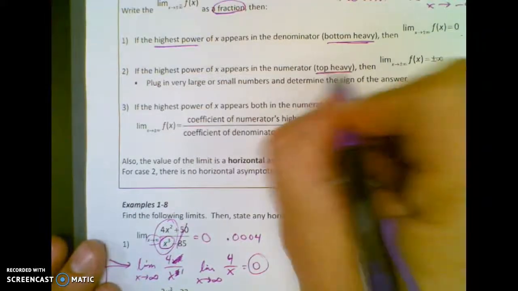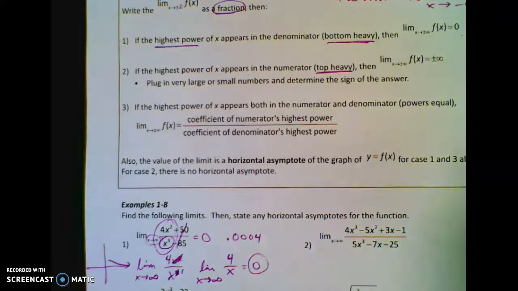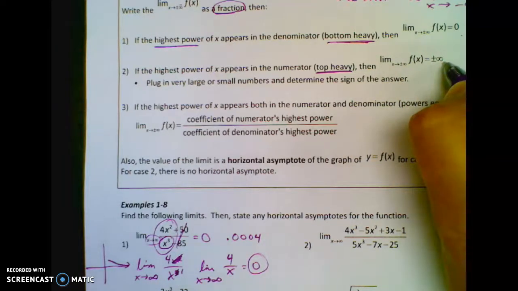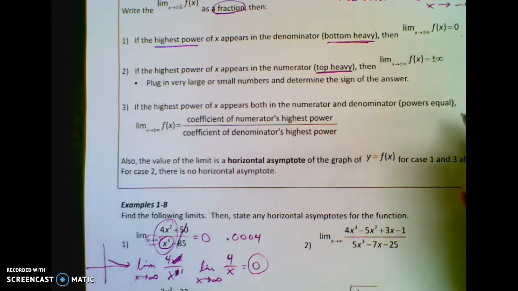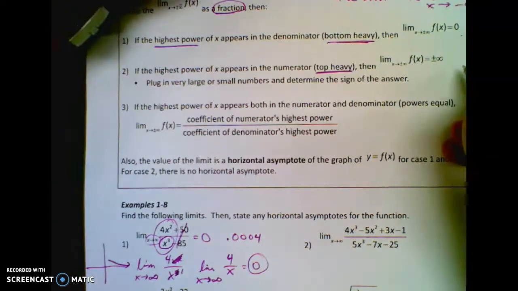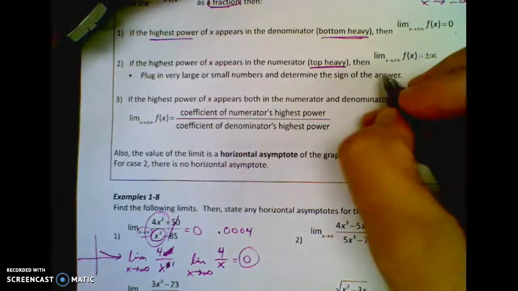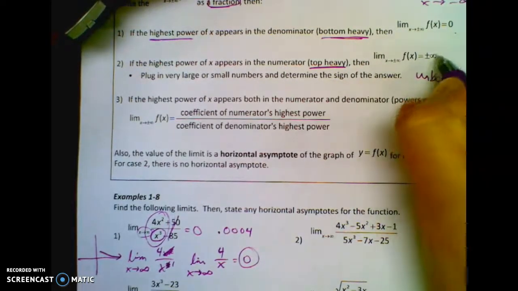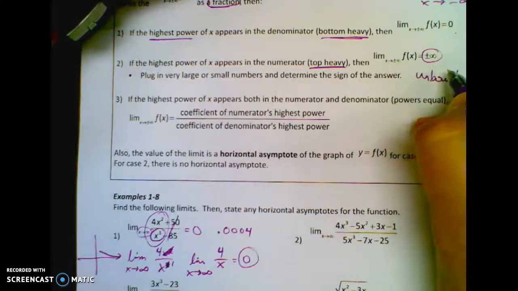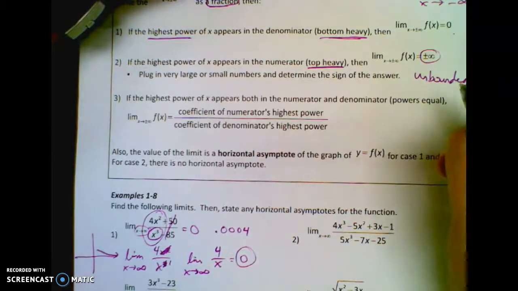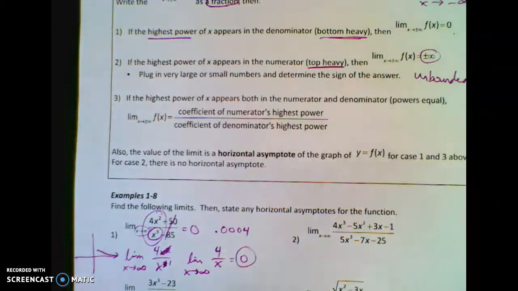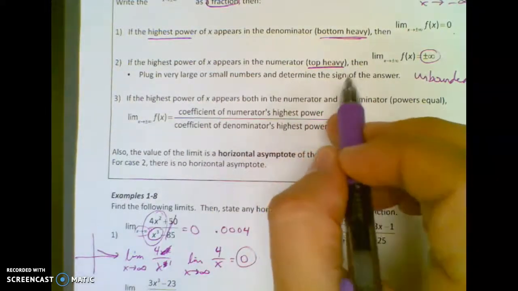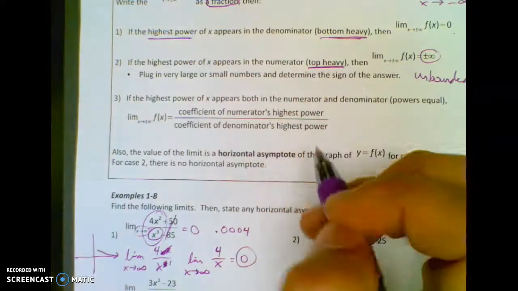If you ever see a graph that's top heavy, it is going to go up forever or go down forever. It's not going to go to 0. Basically, we call these unbounded. And you have to be careful on whether it's going to go up forever or down forever. Sometimes you got to use your common sense. Sometimes you could just plug in a big number or small number to determine if it's going to go to positive infinity or negative infinity.